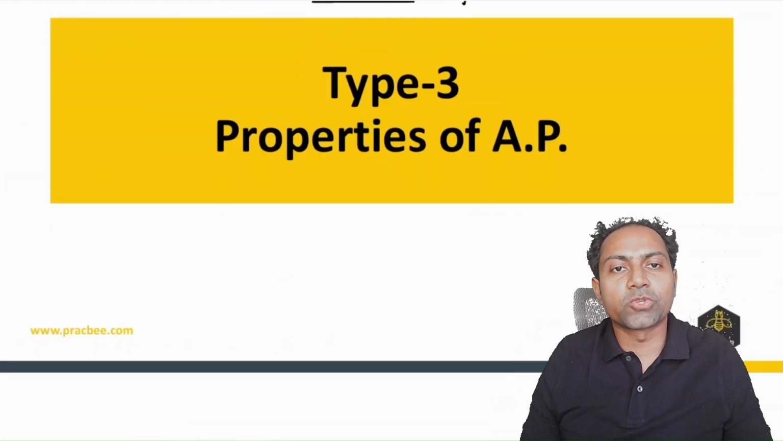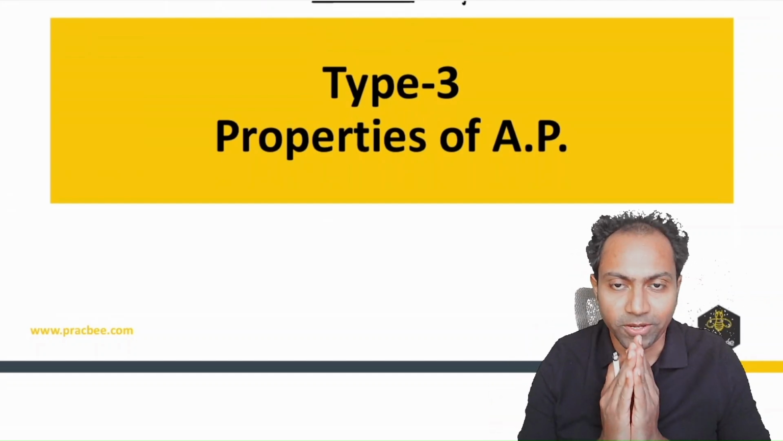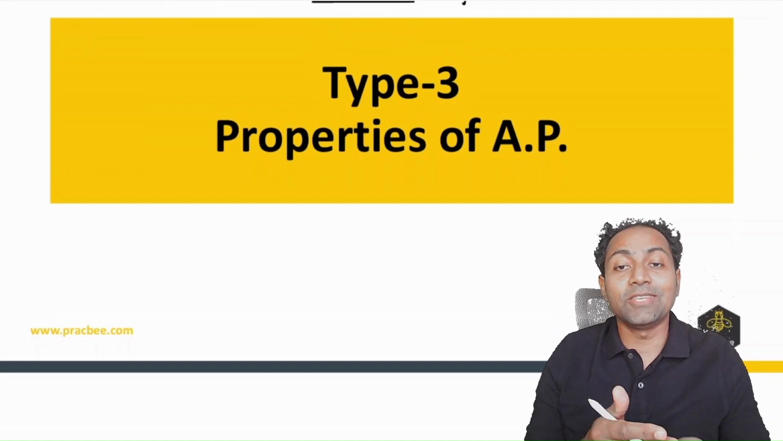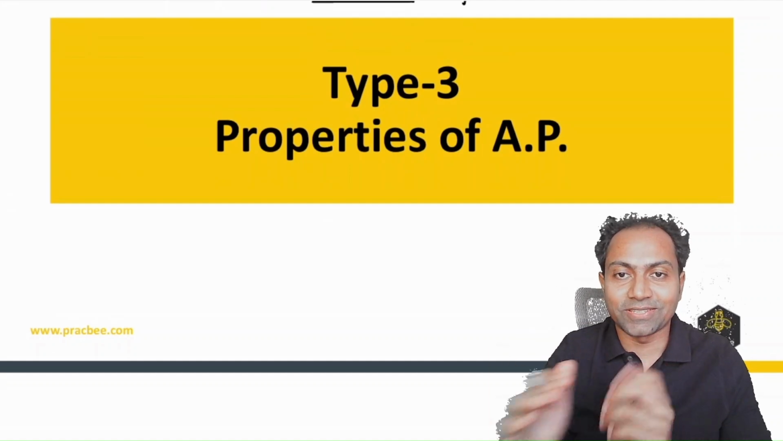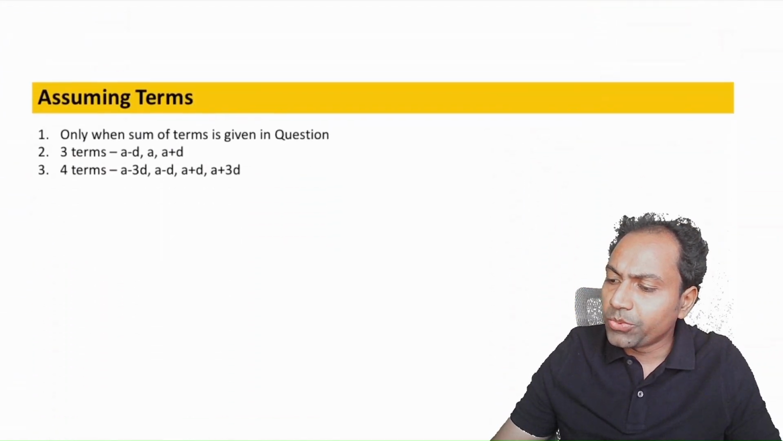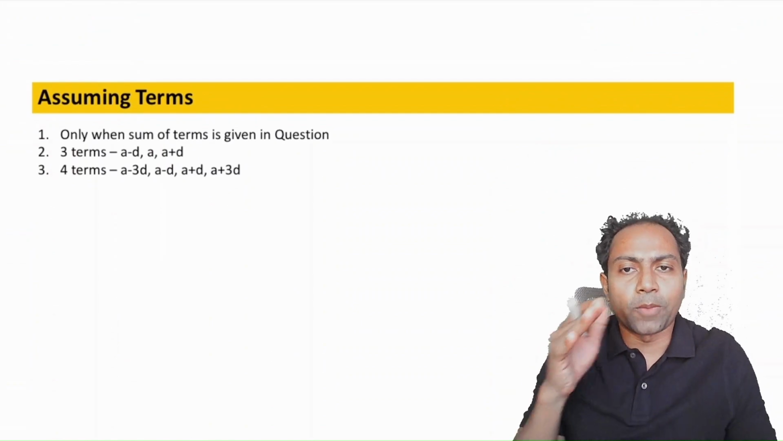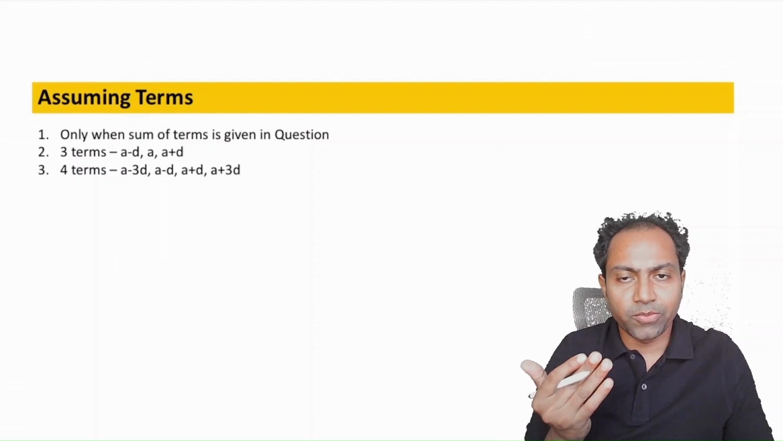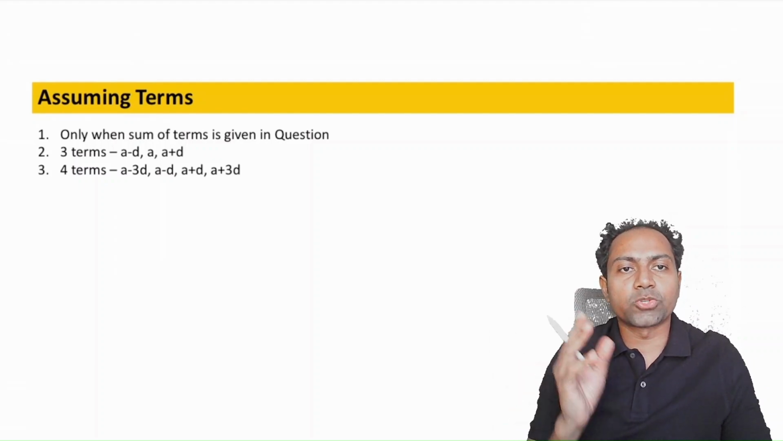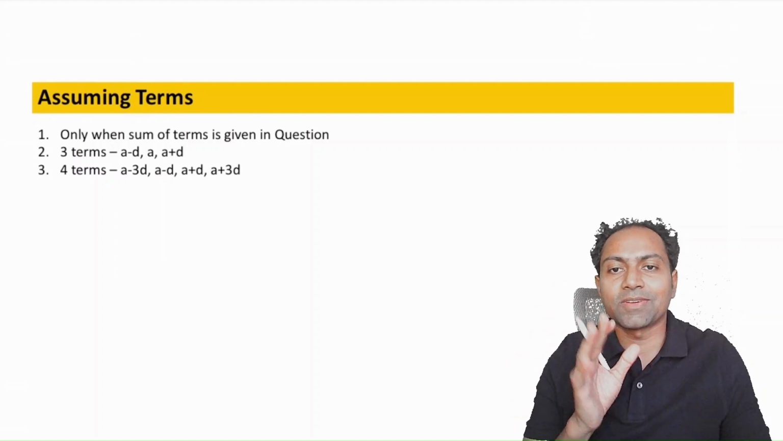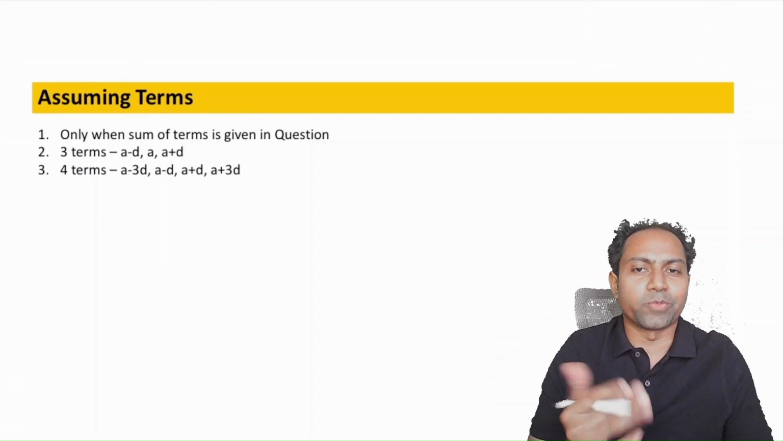Now the next types of questions are those that are based on properties of arithmetic progression. Now let us quickly go back to the properties first and then see what kind of questions JEE has asked in the recent exams. So if I go back to the properties, the first is basically use these properties of assuming terms. This is the first category of properties. Use only them when the question gives some condition in terms of the sum of the terms. Otherwise, this kind of properties will not help you much.